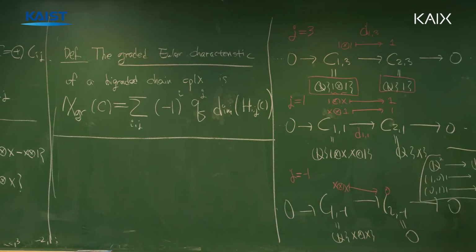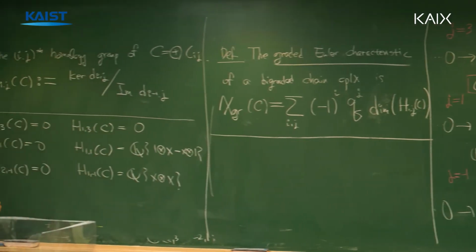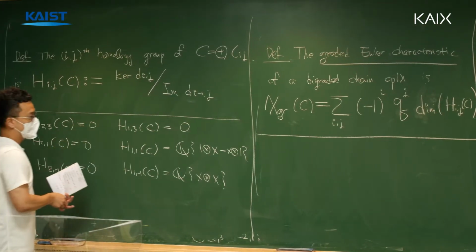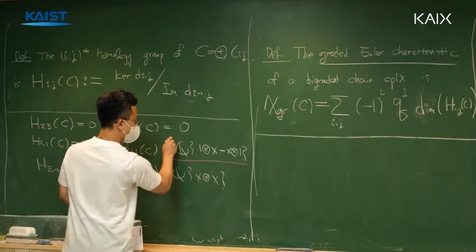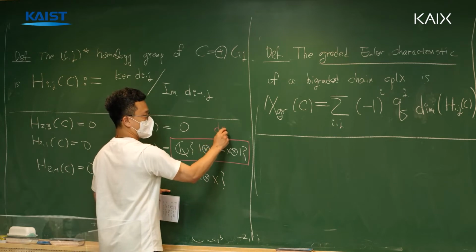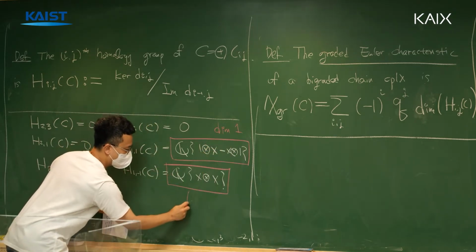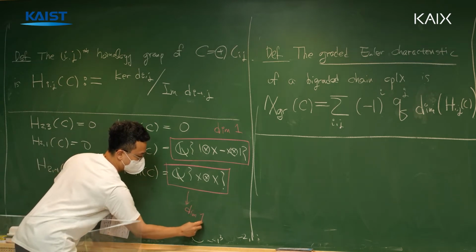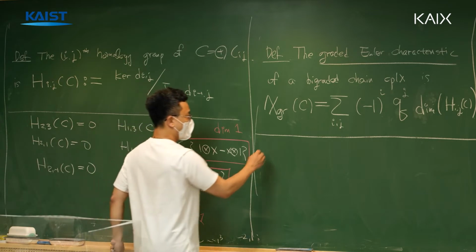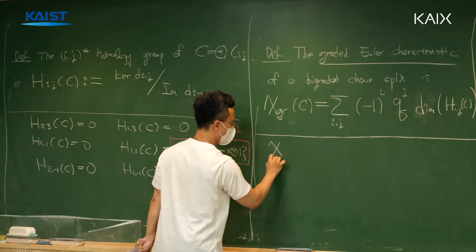So let's go back to this example. So all of these guys have dimension 0. This is isomorphic to q, so this is dimension 1. This is also isomorphic to q, so this has dimension 1. Right? So using this fact, let's try to compute the quantum grading, the graded Euler characteristic.